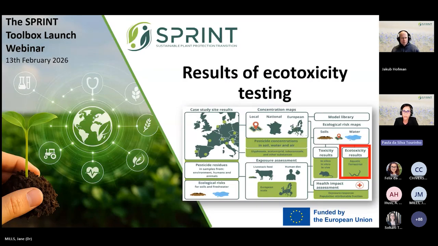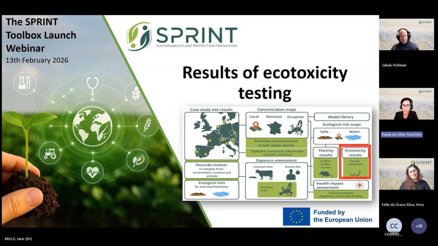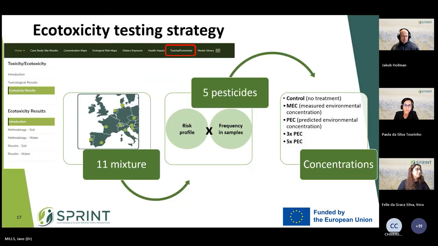Okay, so now I will continue showing another part of our toolbox. This is related to the toxicity results. In this case, we conducted tests in the lab where we added the pesticide mixtures to our soil or water, and then we exposed the animals under lab conditions. So next one, please. In the main menu on the top, you'll find toxicity/ecotoxicity, and you can click on the ecotoxicity results.